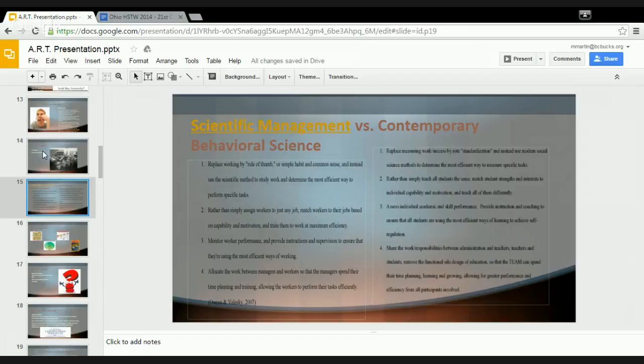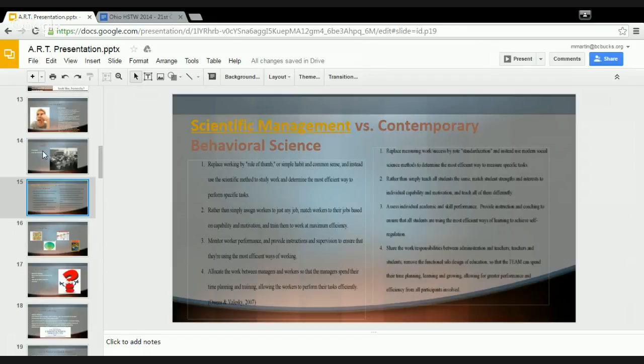What I'm saying is, if you come to the right-hand side, if we look at contemporary science, we should do this. Number 1, we should replace measuring work or success by rote standardization, and instead use modern social science methods to determine the most efficient way to measure specific tasks. Number 2, rather than simply teach all students the same, match students' strengths and interests to individual capability and motivate and teach all of them differently. Number 3, assess individual academic and skill performance, provide instruction and coaching to ensure that all students are using the most efficient ways of learning to achieve self-regulation.